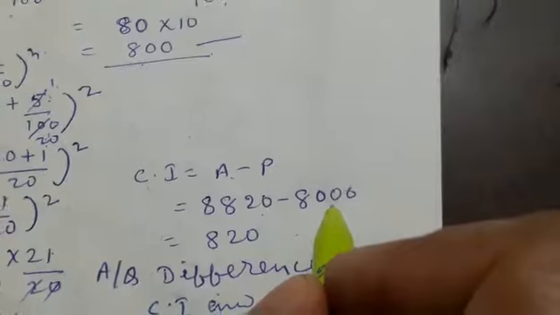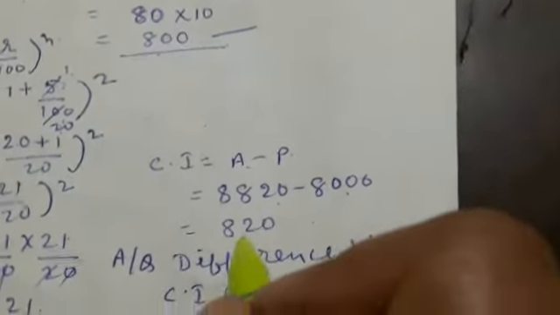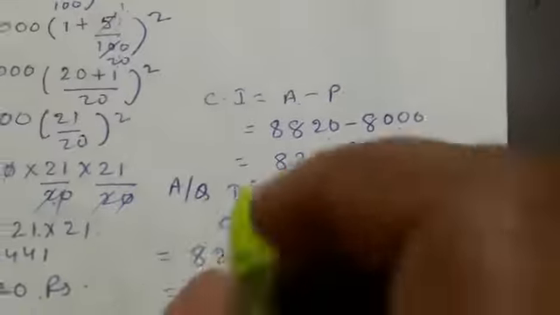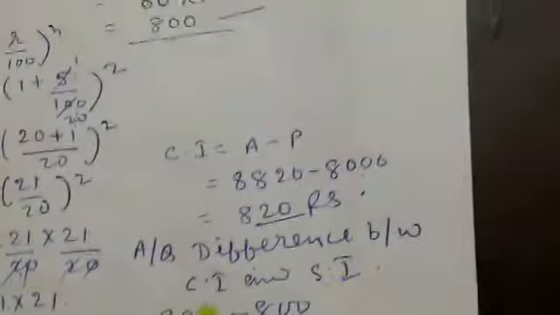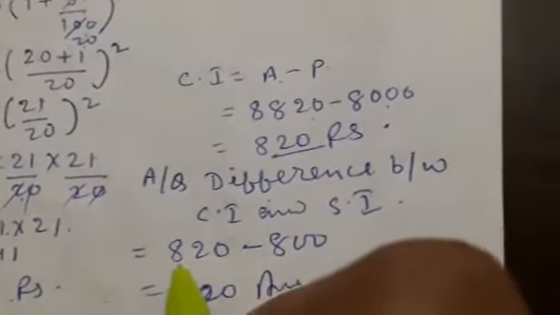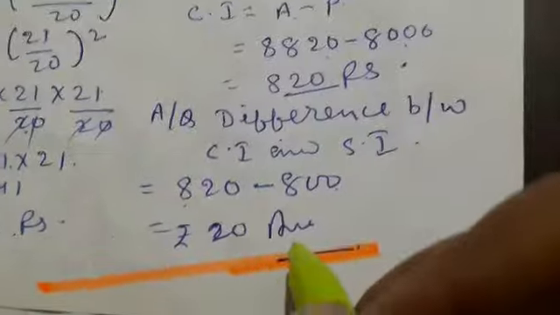As we know, compound interest is equal to amount minus principal. So amount is 8,820 minus principal 8,000 rupees, we will get 820 rupees as the compound interest. According to the question, the difference between compound interest and simple interest is equal to 820 minus 800, that is equal to 20 rupees. This will be our answer.